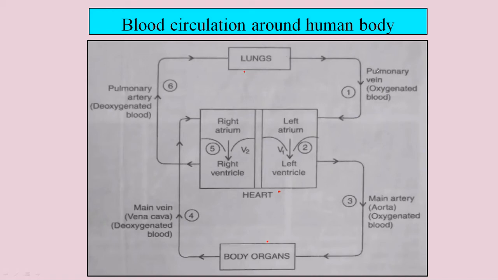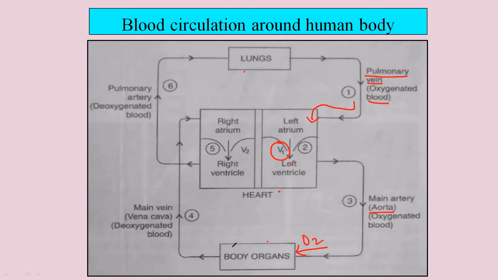From the lungs, the pulmonary vein carries oxygenated blood and brings this blood into the left auricle or left atrium. This oxygenated blood then comes into the left ventricle through this valve V1. The V1 valve opens and oxygenated blood comes into the left ventricle. This oxygenated blood from the main artery aorta is carried to different arteries and then distributed to different body organs. So this is how oxygen reaches different body organs.